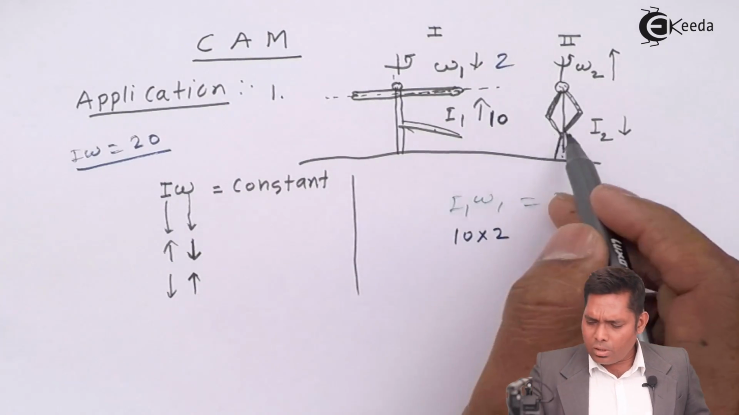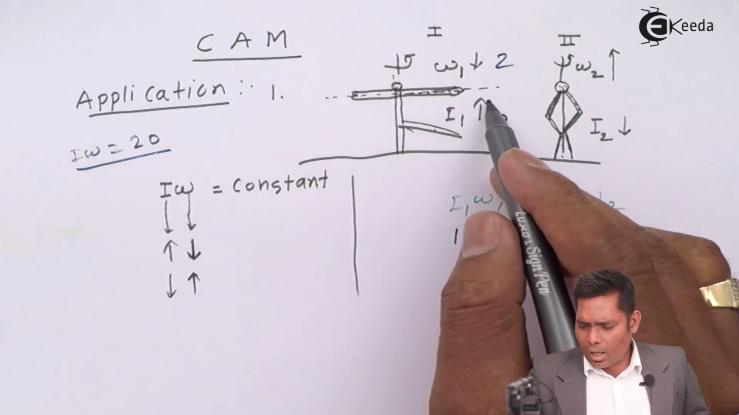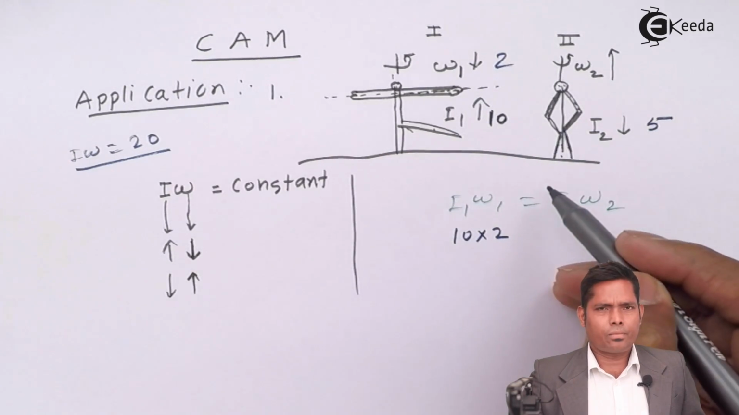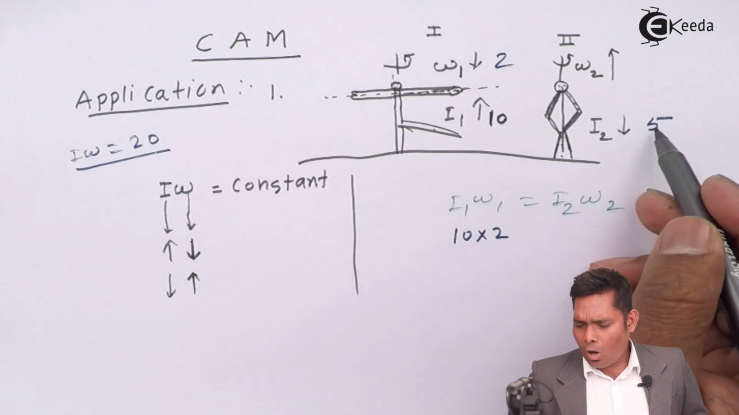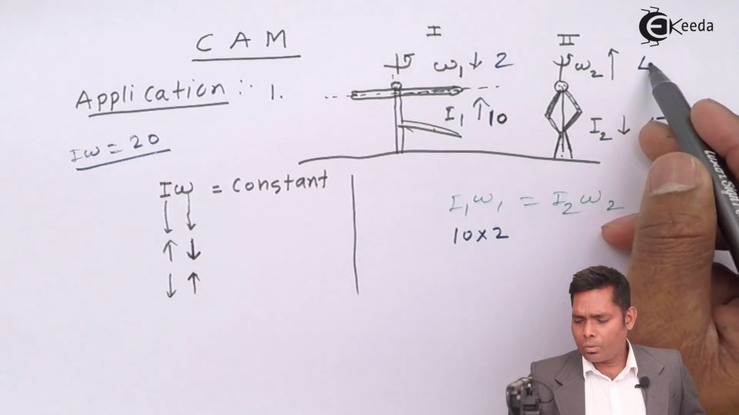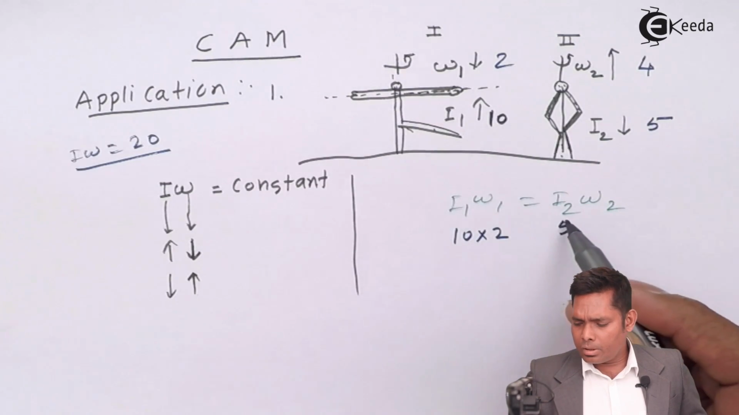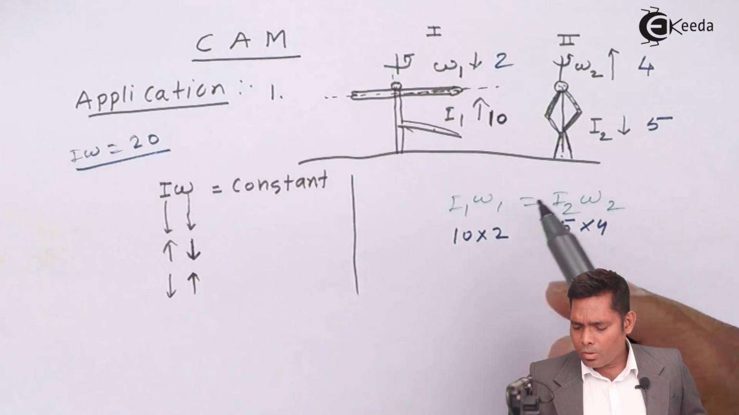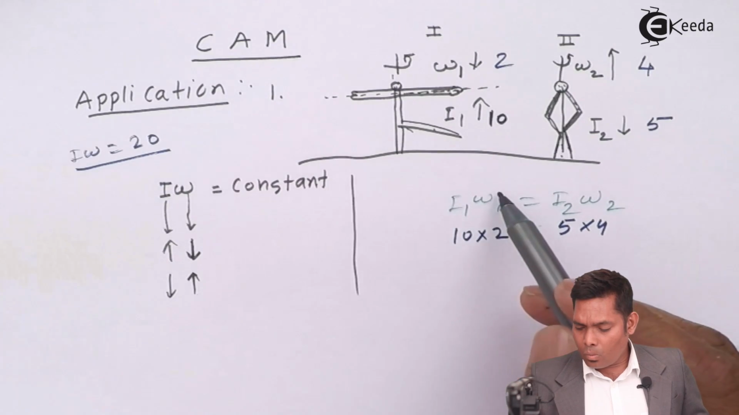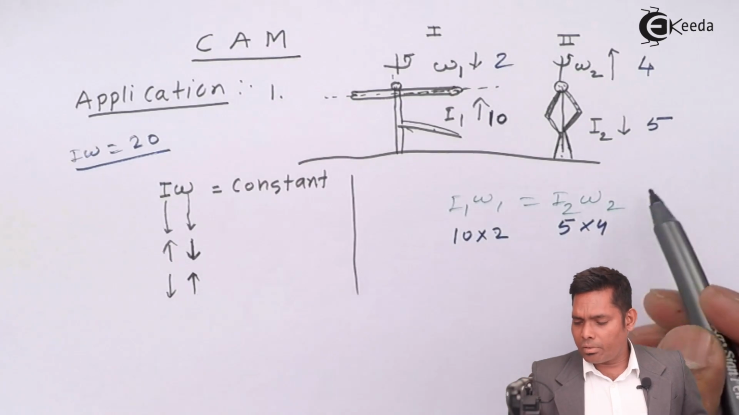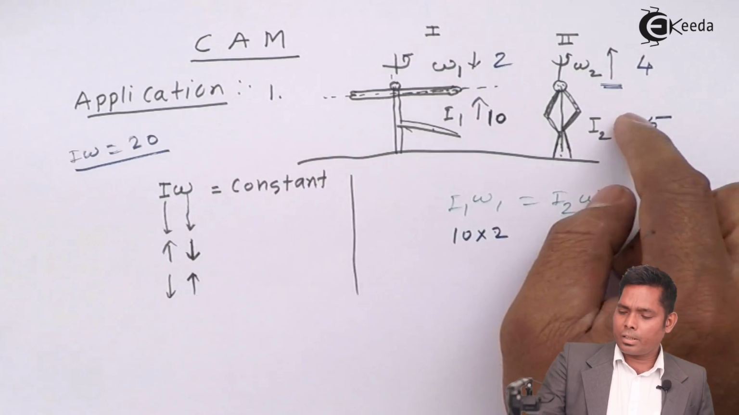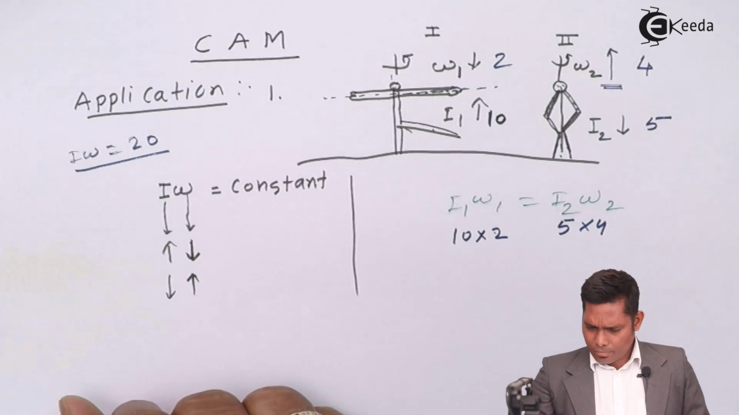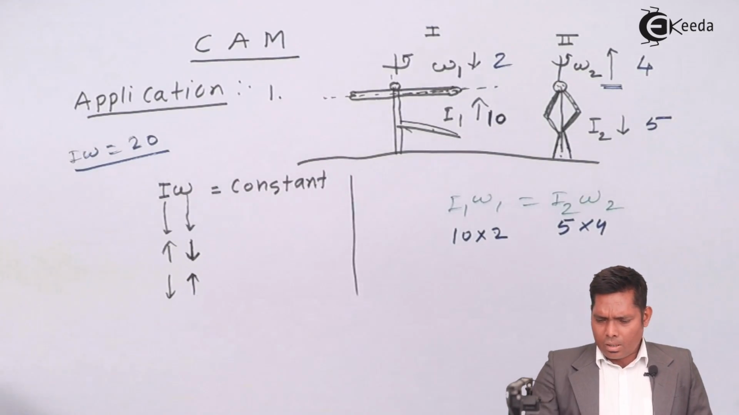Now, when you fold the arms, then I will decrease. Suppose it decreases from 10 to 5. If this is 5, how much do I require to make 20? I require 4. Because I decreases, 5 into 4 is 20 and 10 into 2 is also 20. What is happening? The omega 1 here is 2, now it is 4. It's increasing. We already discussed that if one decreases, the other has to increase to compensate so that the product remains constant. This is one application.